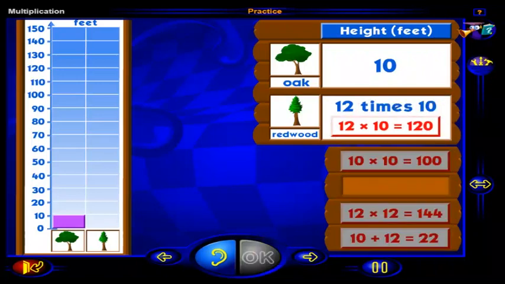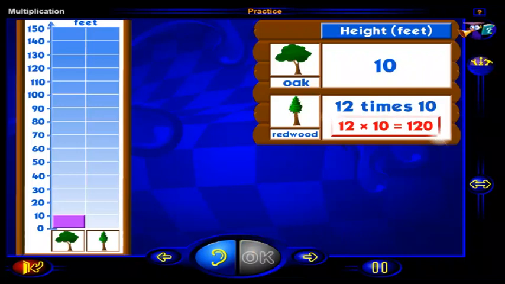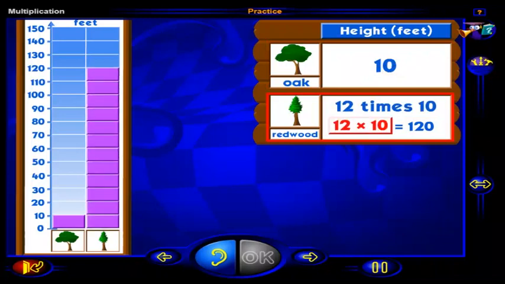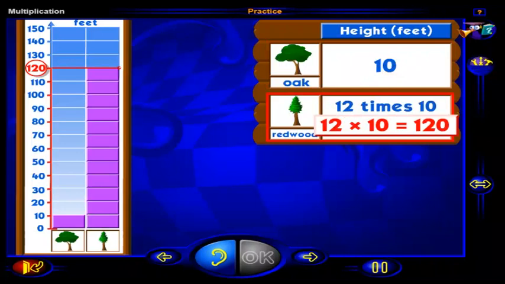That's right. You can use this number sentence to find the height in feet of the redwood tree. The height of this oak tree is 10 feet, and the height in feet of the redwood tree is 12 times the height of the oak tree, or 12 times 10. 12 times 10 is equal to 120. So you can use this number sentence to find the height in feet of the redwood tree.